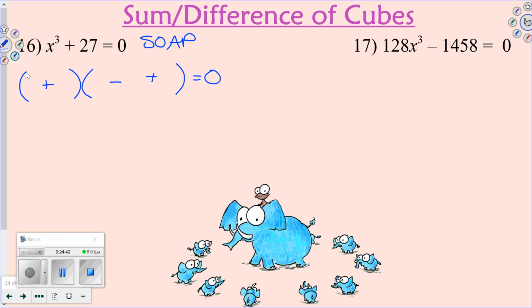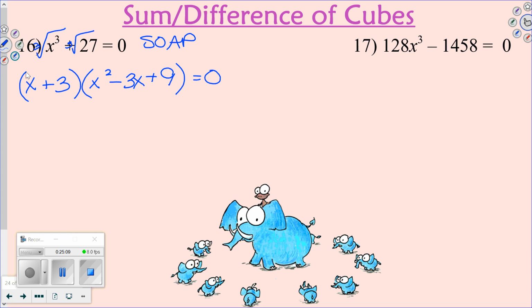All right, so then we take the cubed roots of both of these. Cubed root of x cubed, cubed root of 27, and then square, multiply, square. So x squared, multiply x times 3, and then 3 squared, 9. Again, that's just memorizing the pattern.